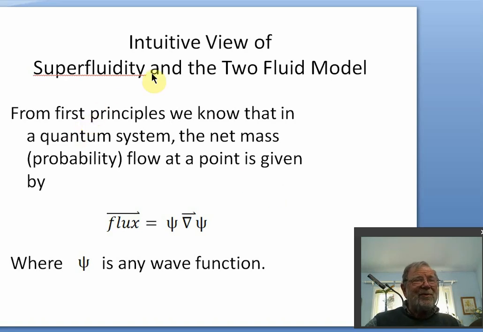An intuitive view of superfluidity and the two-fluid model. First of all, from first principles, we know that in quantum systems, the net mass or probability flow at a point is given by the flux vector, which is the probability density times the gradient of the probability, where psi is the wave function, of course.